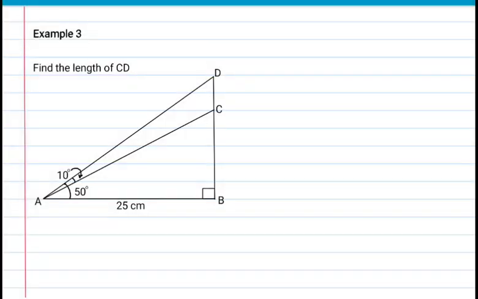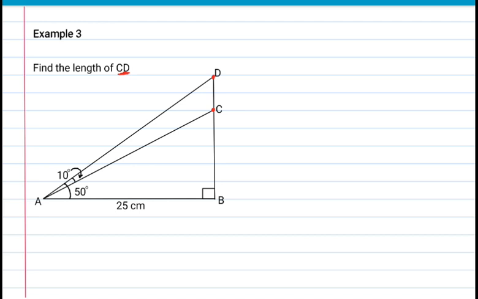Let's look at the third example. For the third example, we are asked to calculate CD. It says find the length of CD. So for us to find the length of CD, we go to CD. Here is C, here is D.